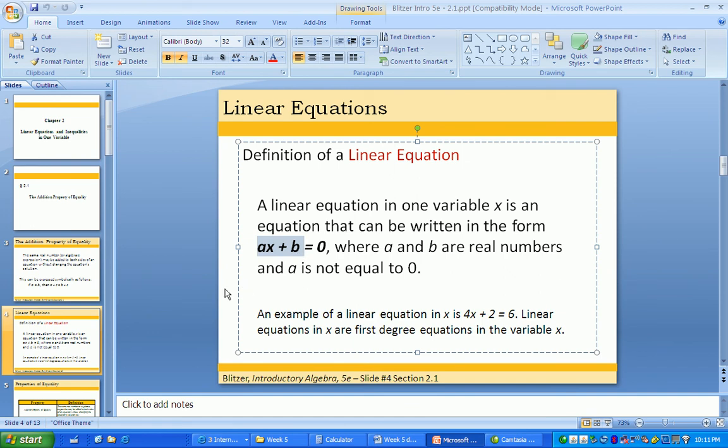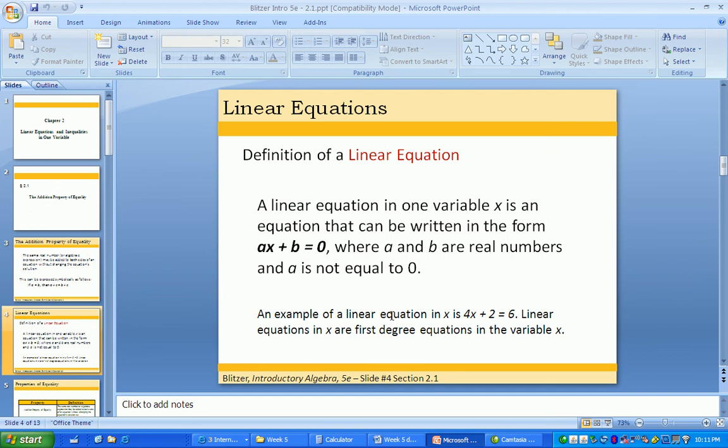But here's an example of a linear equation: 4x plus 2 is equal to 6. We usually call the variable the letter or symbol that represents something we don't know, that we're trying to find. The variable is going to be x here.